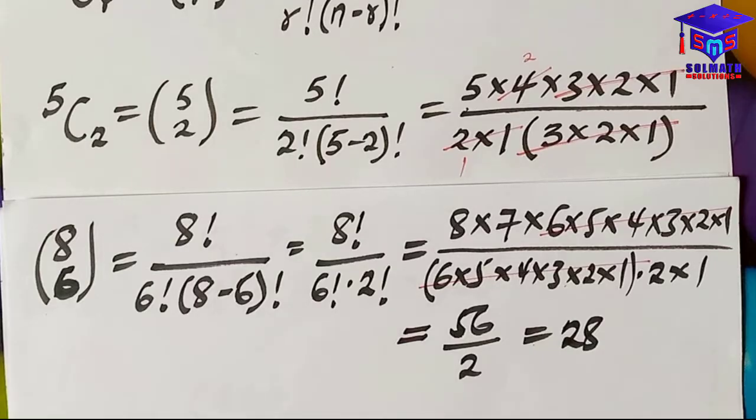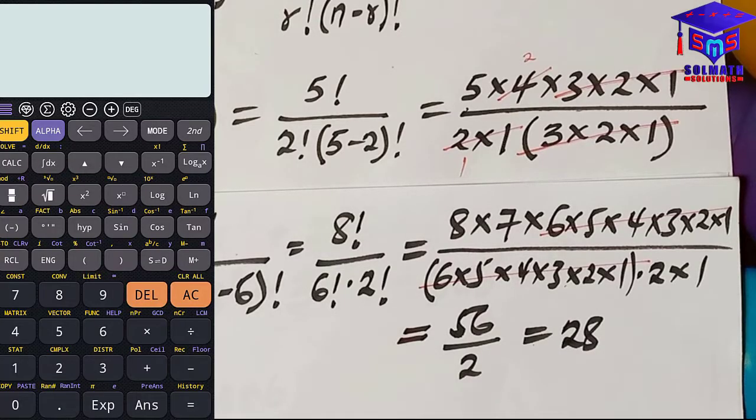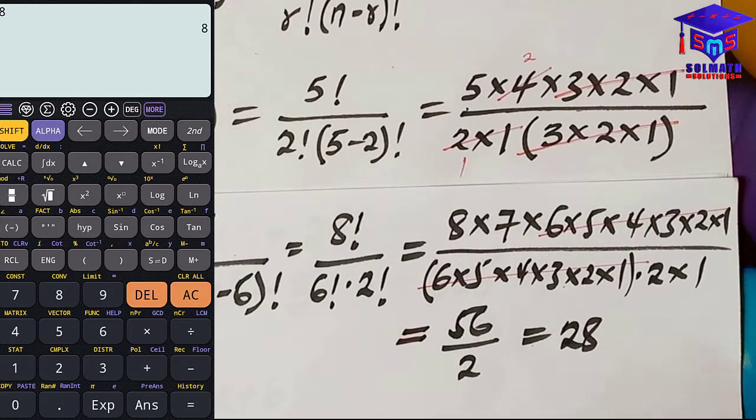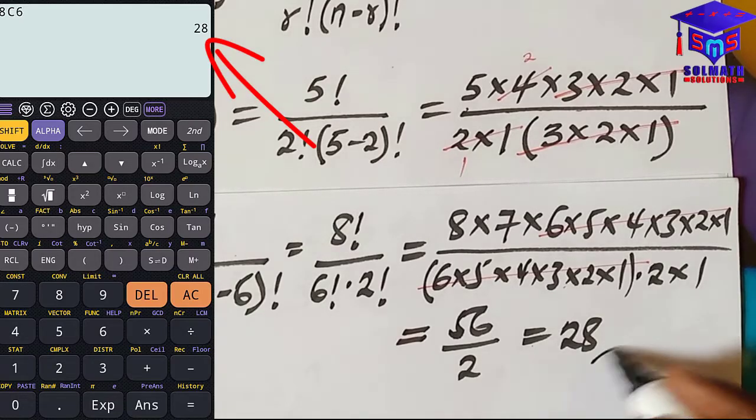We can do this too with your calculator. You just get your calculator and punch 8, then you press shift, then combination, then 6, then you press equal to, and there you are, 28.